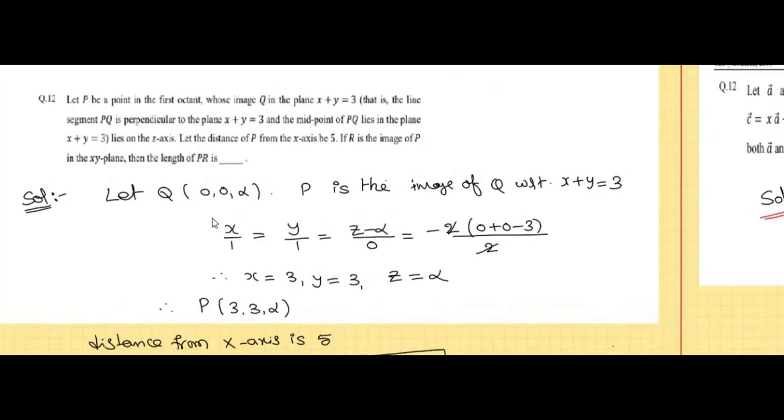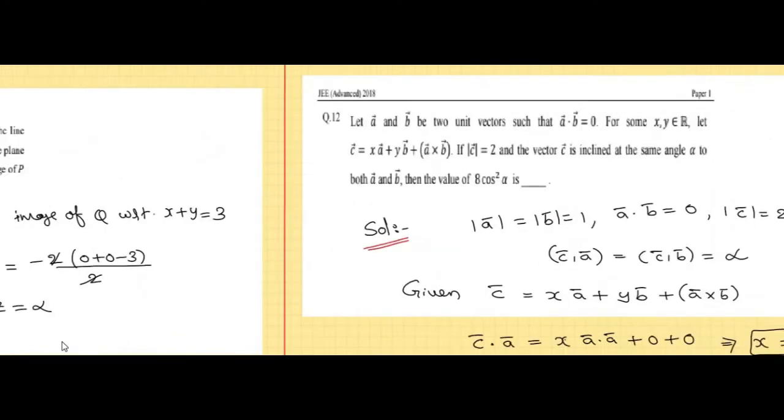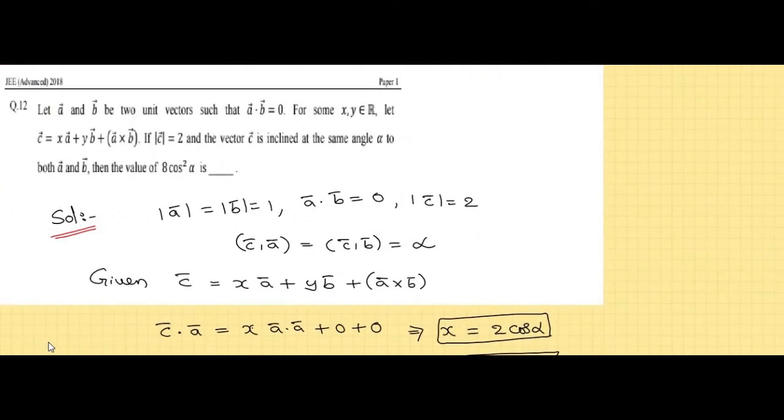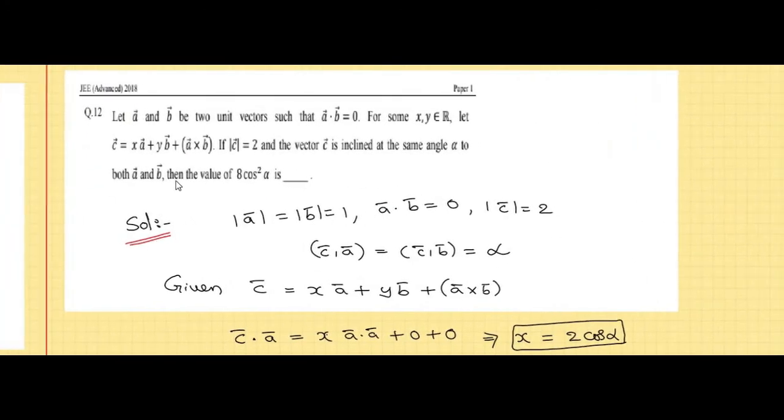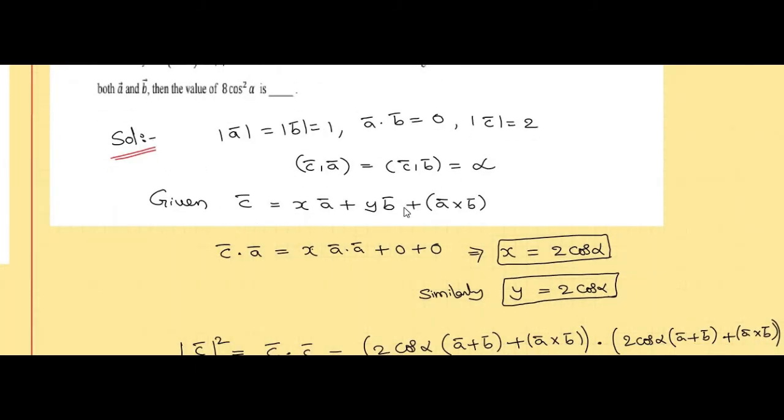So that was based on images. Next, the third one. In the third question, there are two unit vectors which are perpendicular, and C bar is a new vector which is a combination of A, B and A cross B, whose magnitude is 2 units. It is inclined at the same angle alpha with both A bar and B bar. Then find the value of 8 cos square alpha. So this is the given information.